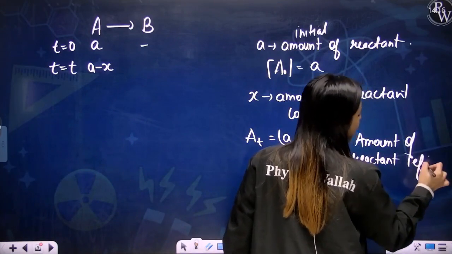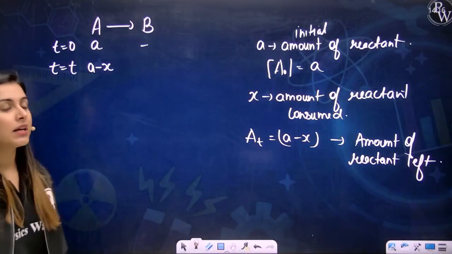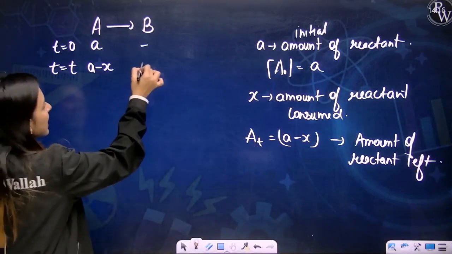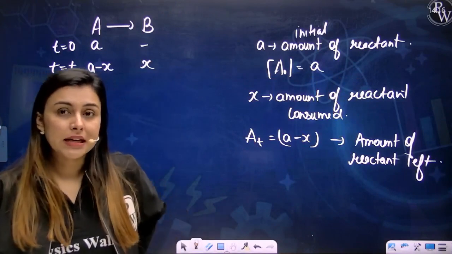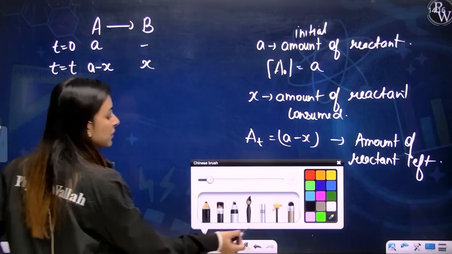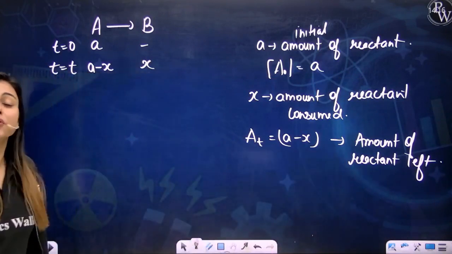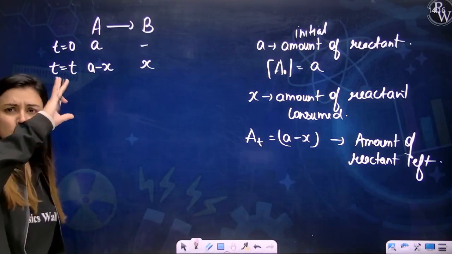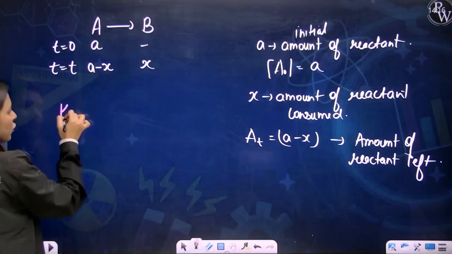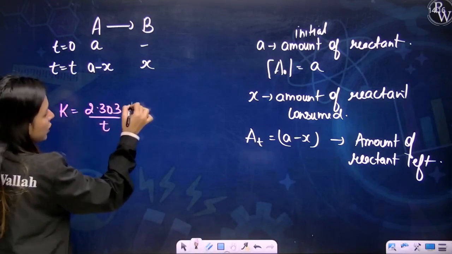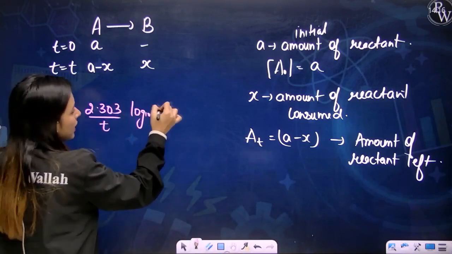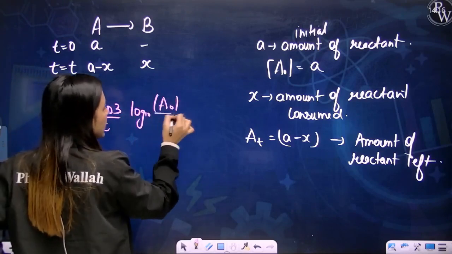This is the amount of reactant left, right? Yes. So this would be A minus X, and X amount of your product might have formed, right? Yes. So if something like this is given to you and you have to write the integrated rate law, you have to just remember the first integrated rate law: K is equal to 2.303 upon T log base 10 A naught upon A T.